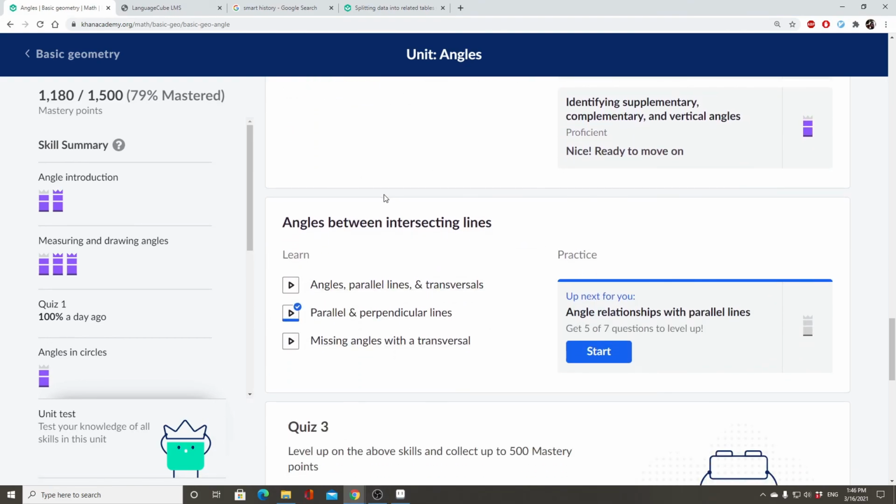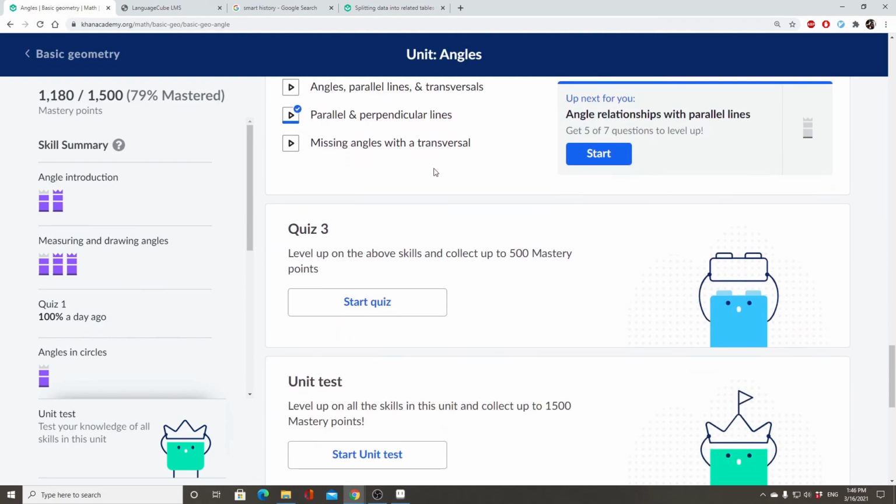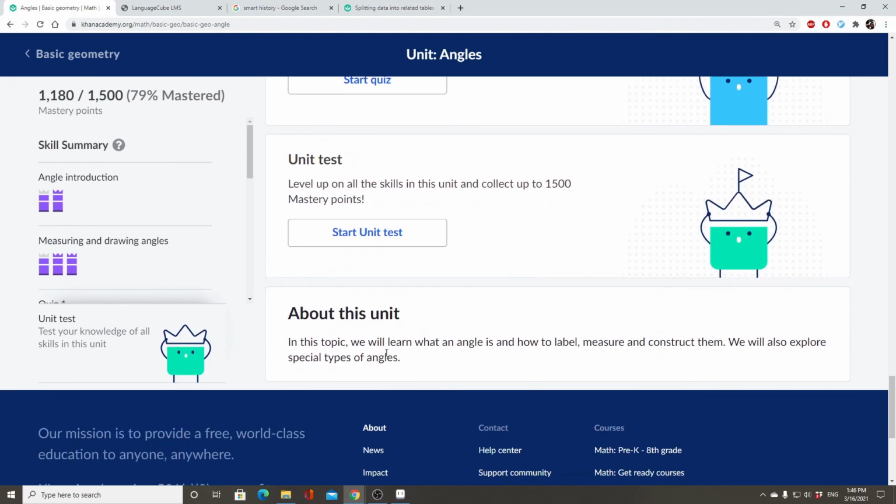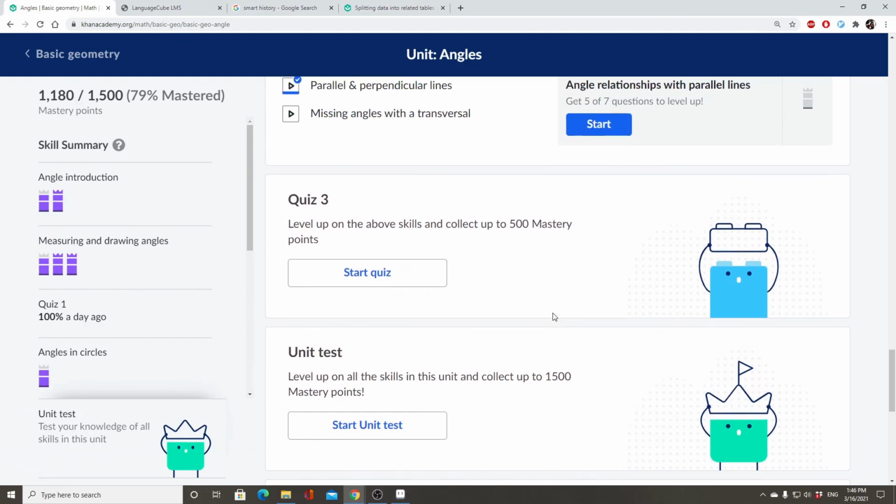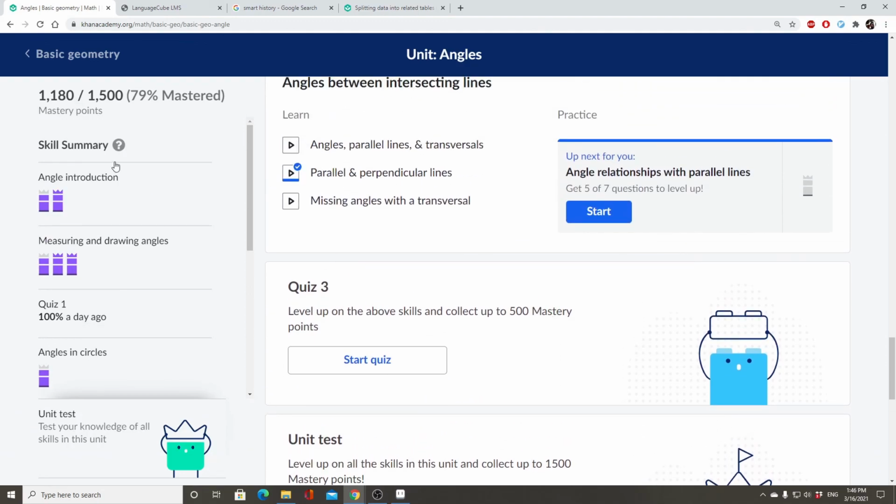Next time we'll take a look at angles between intersecting lines, and we'll finish off this section with the unit test, and we'll see what lies in store in the next unit. But this is pretty exciting.